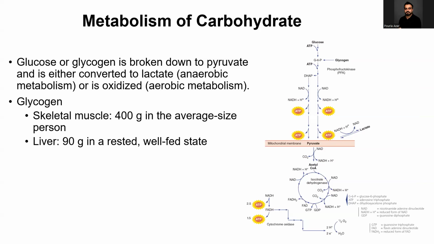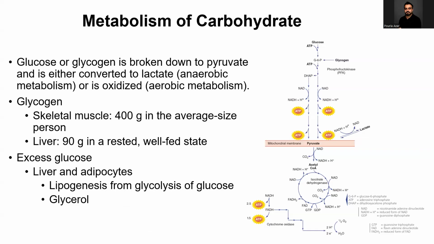So muscle cells have more glycogen than liver. But there is a slight difference here, and this is very important. The glycogen in skeletal muscle is not released to the bloodstream. So whenever skeletal muscle breaks down glycogen, it uses the glucose for itself. But liver breaks down glycogen and releases glucose to the bloodstream. And the excess glucose in liver and adipocytes can be converted to lipids.